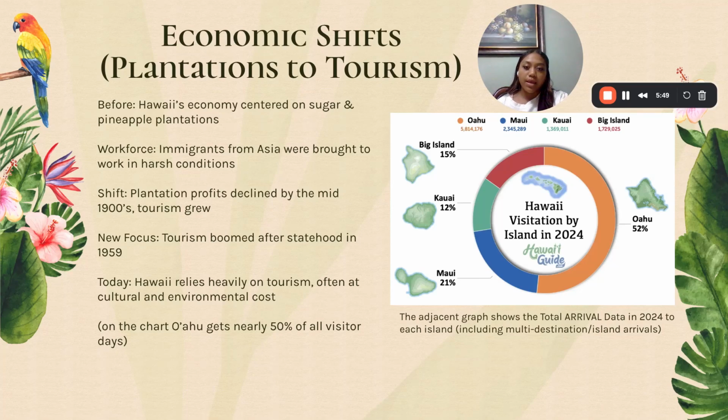After Hawaii became a U.S. state in 1959, the focus shifted hard toward tourism. Hotels, airports, and resorts popped up fast, and Hawaii was sold as a tropical vacation dream. This chart shows how tourism now dominates our economy.